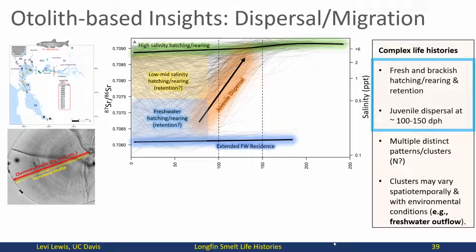Also, we can see juvenile dispersal happening for almost all fish by between 100 and 150 days post-hatch. That matches the life history that we're seeing. However, we also do see some fish that have extended freshwater residence.